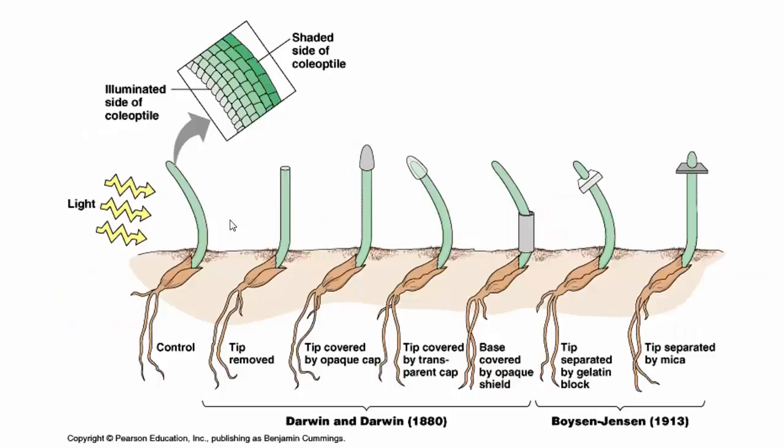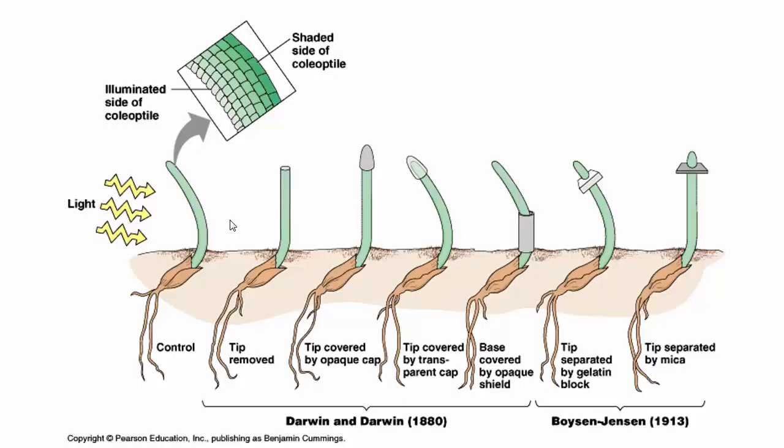This experiment was done by Charles Darwin and his son. What they did was they had some plants that they grew from a seed, exposed to light from one side, and what they found is that plants grew towards the light. If they cut off the very tip of the growing plant, that didn't happen. Because what was not being produced? Yeah, because it's only produced in the tip.